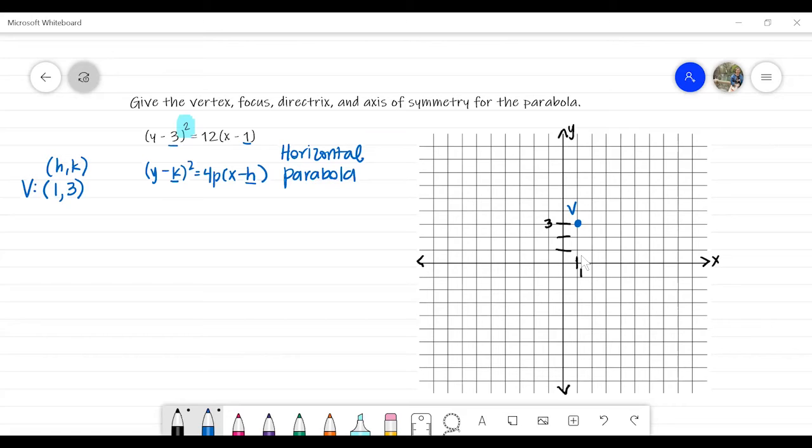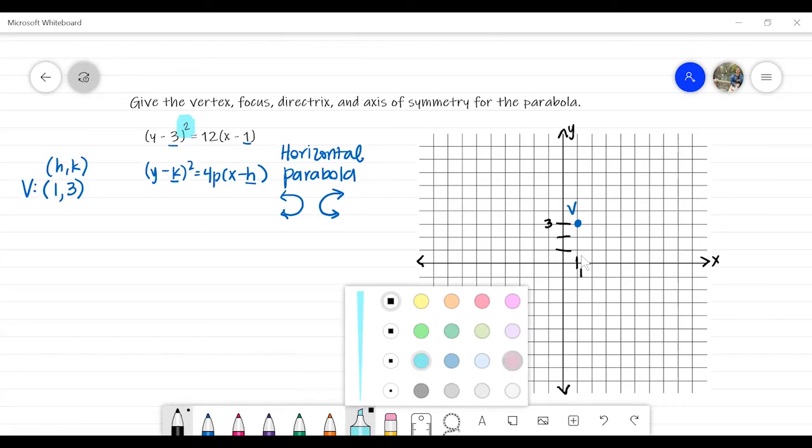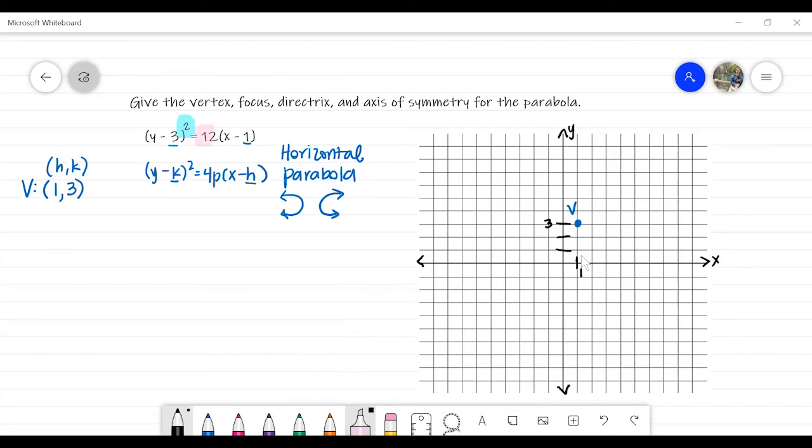Now, what else do we know? So horizontal parabola means it either opens to the left or it opens to the right. We want to figure out which one it is. Well, in order to do that, it might be really helpful to find this value of p, right? So let's set that up. We've got 12 is equal to 4p. Divide by 4, which means p is equal to 3.